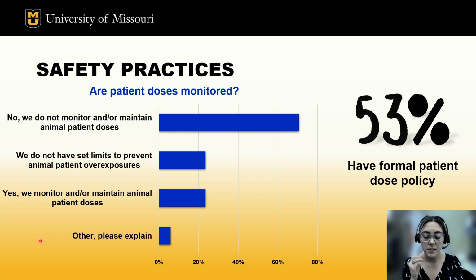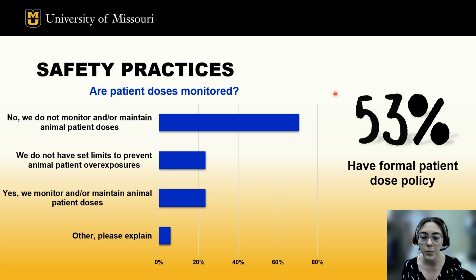And so there's this idea in the regulations that an animal patient is not technically considered a patient, so we don't necessarily have to consider their exposure or necessarily their safety whenever using ionizing radiation. And so I asked different institutions, are they actually monitoring their patient doses? Because in human hospitals, this is something that some places do. And almost 70% of people said no, they don't even monitor or maintain their animal patient doses.